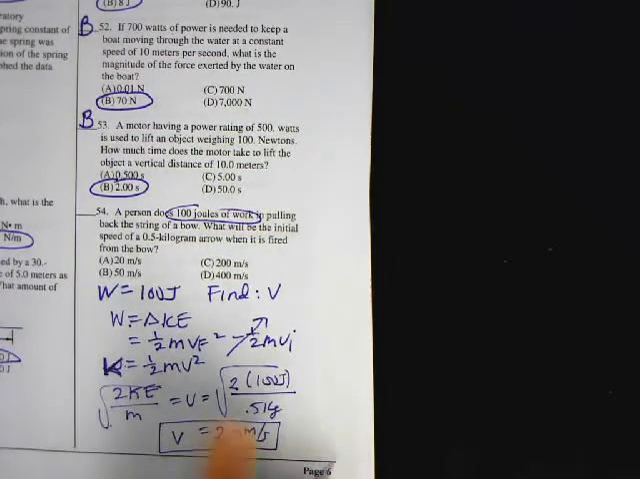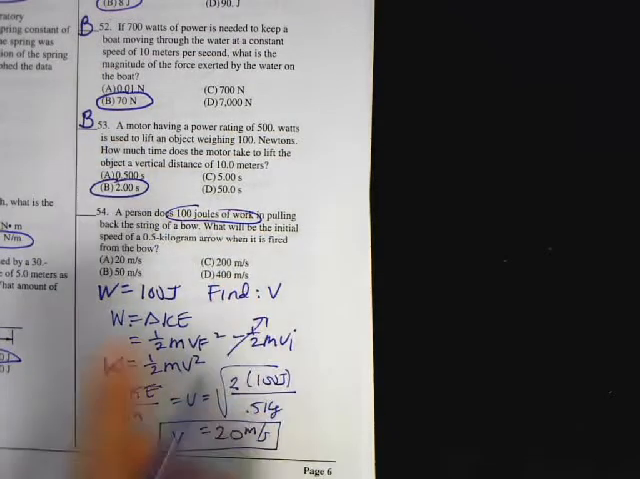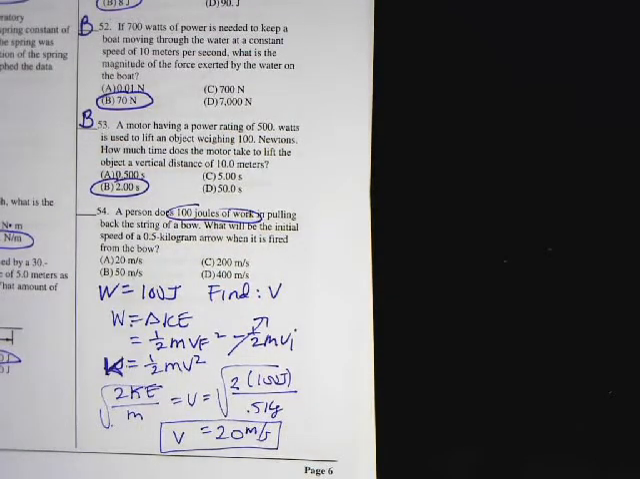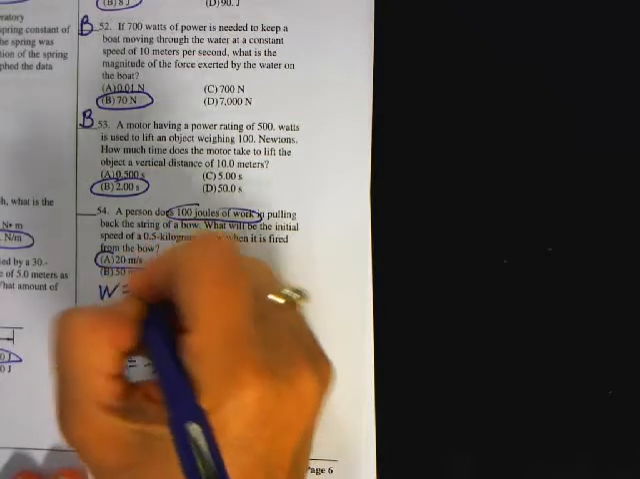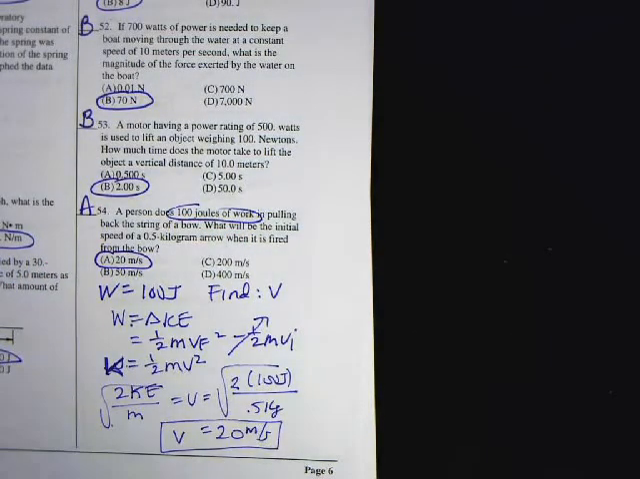Now, if you forgot to take the square root at the end, that's going to be one of the choices. If you forgot to multiply by 2, that's going to be one of the choices. So again, when you rearrange the equation to solve for the unknown in terms of the known, you're less likely to make a mistake.